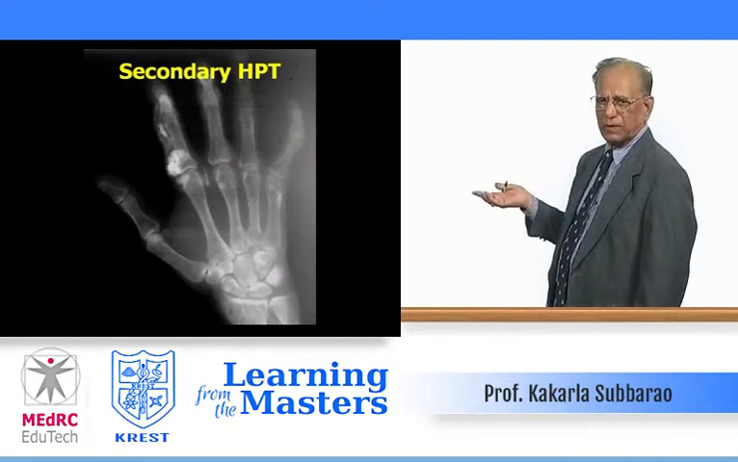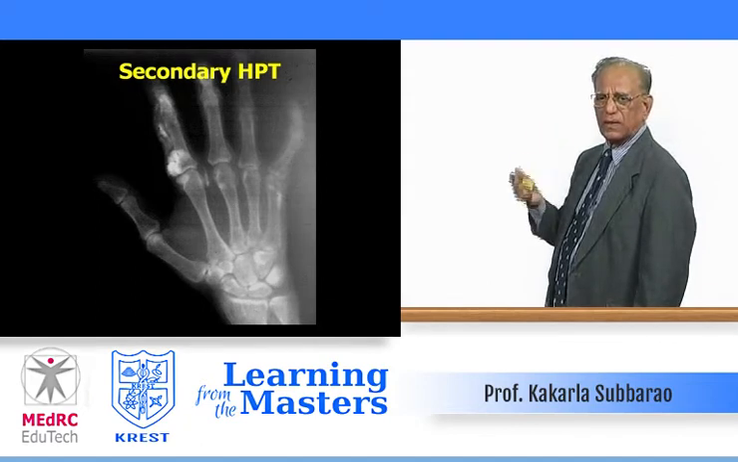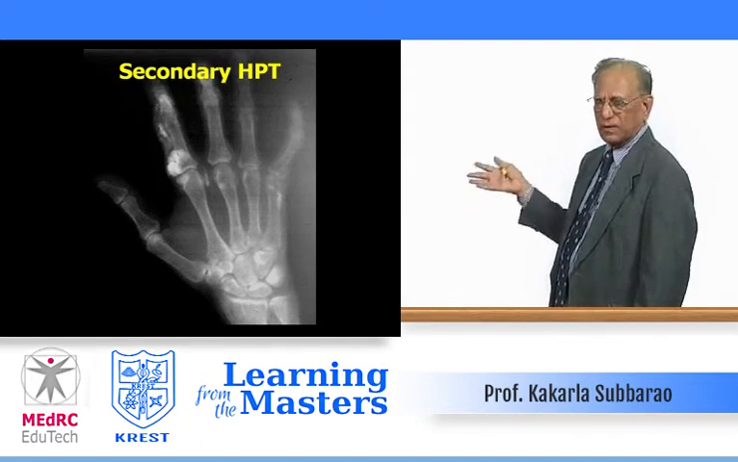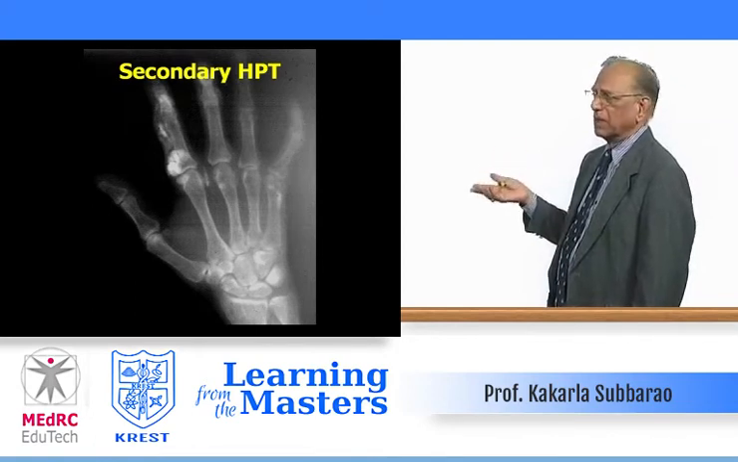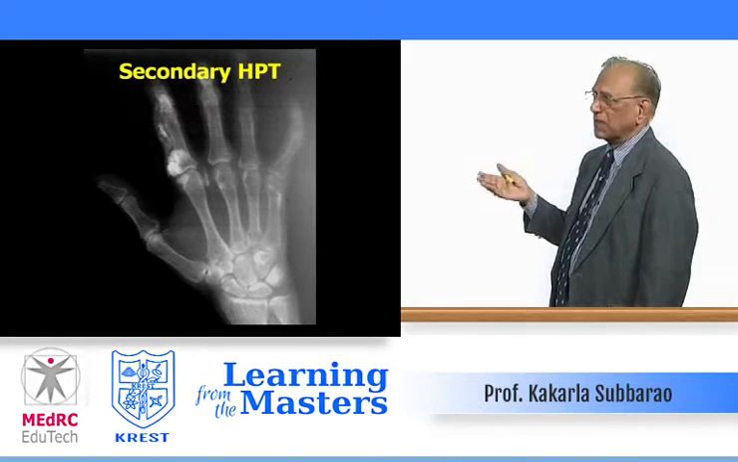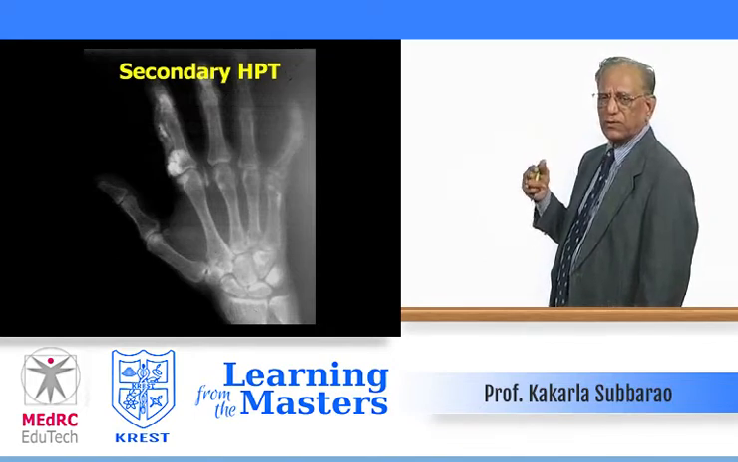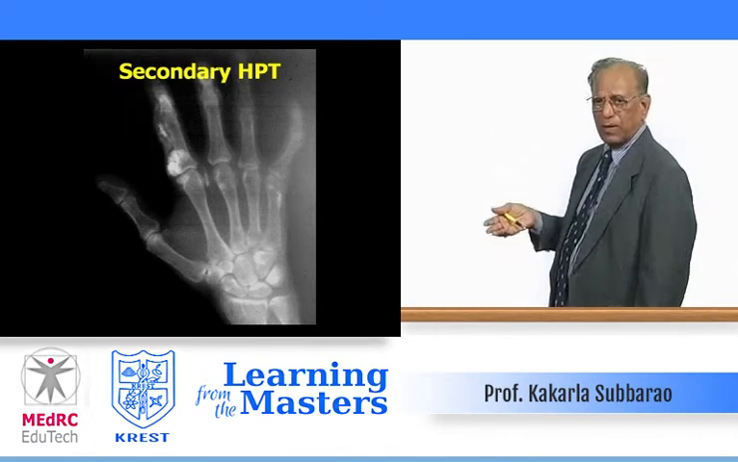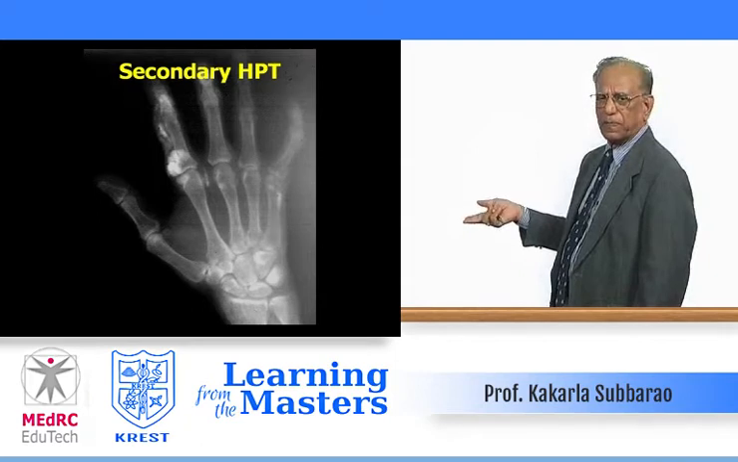Secondary hyperparathyroidism. Today, secondary hyperparathyroidism is encountered more often because of renal dialysis, and these chronic renal failure patients live longer, and that's how we get changes of secondary hyperparathyroidism, otherwise called renal osteodystrophy. What are the changes? Soft tissue calcifications. Although we can get soft tissue calcifications in primary hyperparathyroidism also, these are more common in secondary hyperparathyroidism.